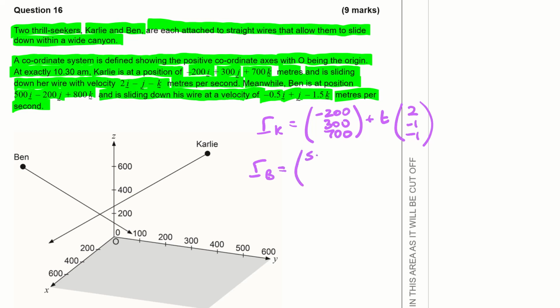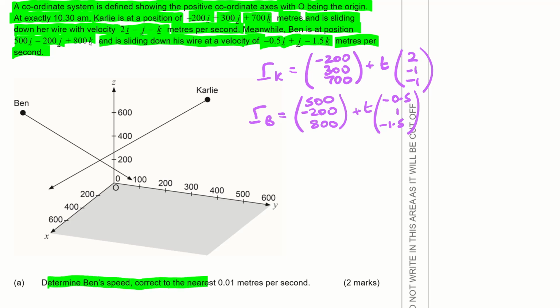Now, anybody who's ever watched any of my videos knows how much I hate i, j and k. So I'm going to have r for Carly, and I'm going to do it in column vectors. That would be negative 200, 300, 700, and t, and her velocity is 2, negative 1, negative 1. See how much better that looks than all those i's and j's and k's. And then we've got Ben, and he's at 500, negative 200, 800, and his velocity is negative 0.5, 1, negative 1.5.